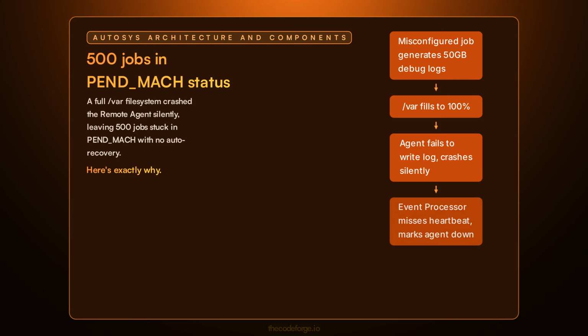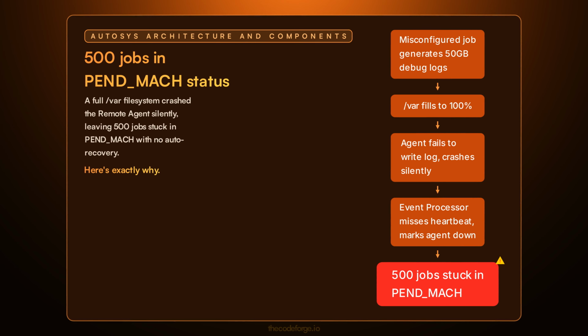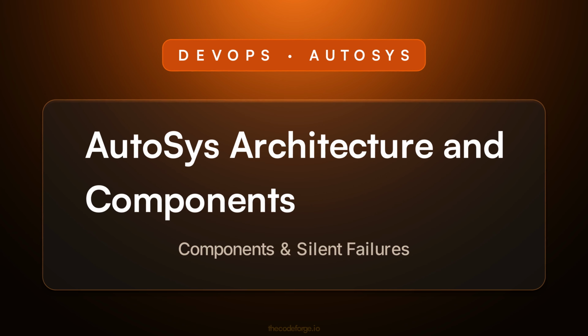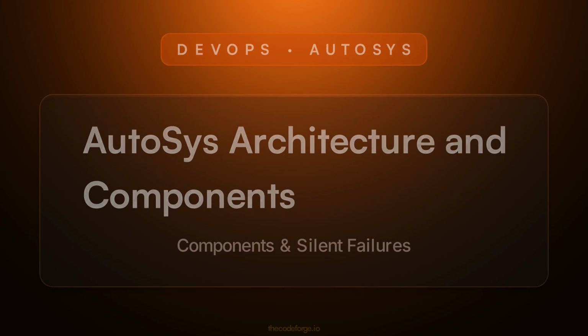500 jobs just froze in PenMock, no CPU spike, no network issue. The only culprit? A full /var disk that silently crashed the AutoSys agent. Let's break down AutoSys architecture and components, how it works, and the exact mistake behind that failure.